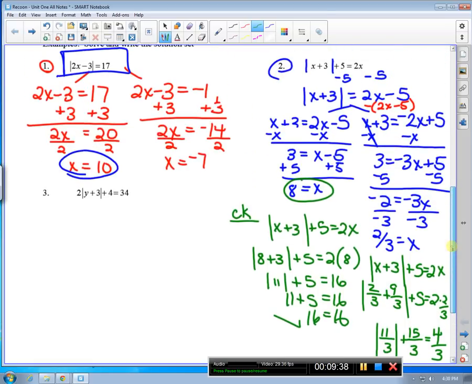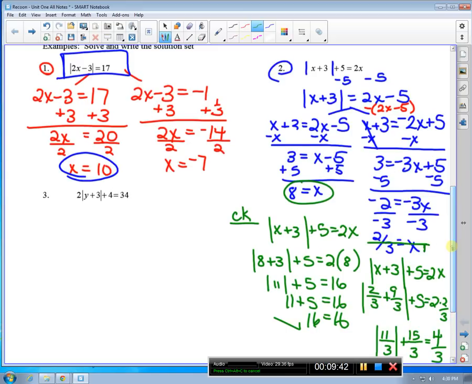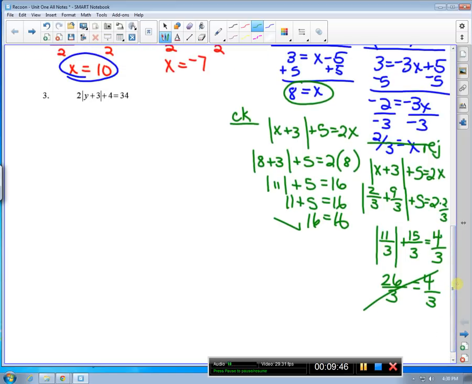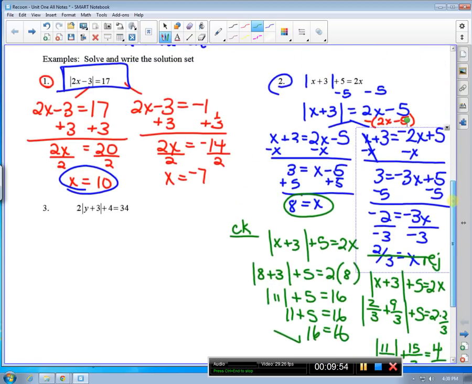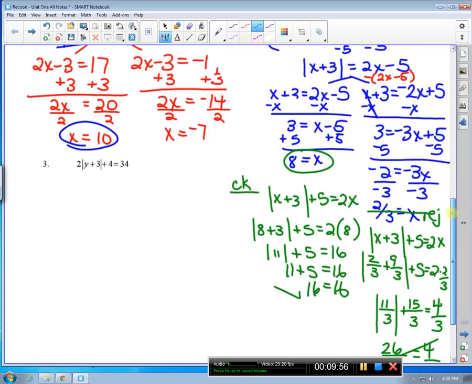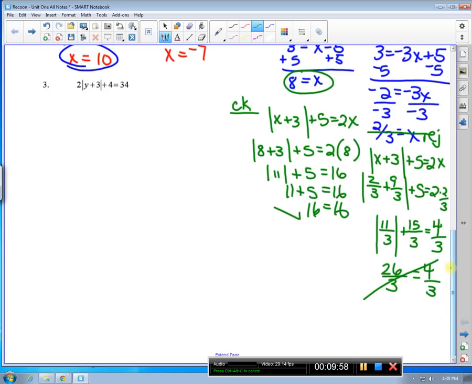And when it does not check, we need to reject our answer. And make sure you check over your math. Make sure you didn't make any silly mistakes. Sometimes that happens, but for the most part, there will be problems that do not check, and you need to remember to reject those answers. Okay, number 3.